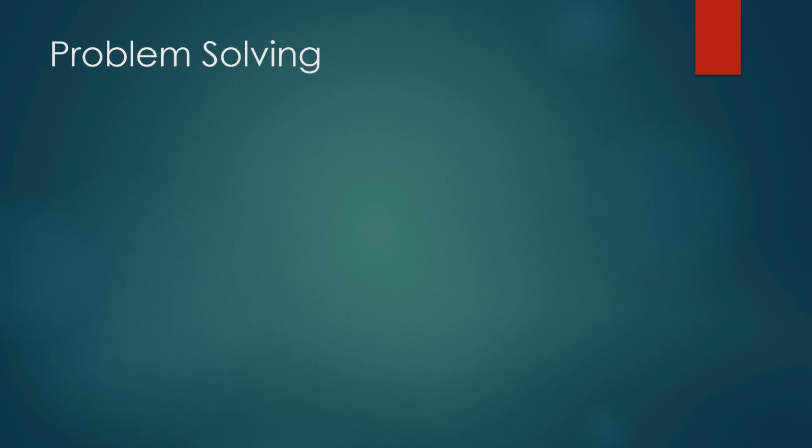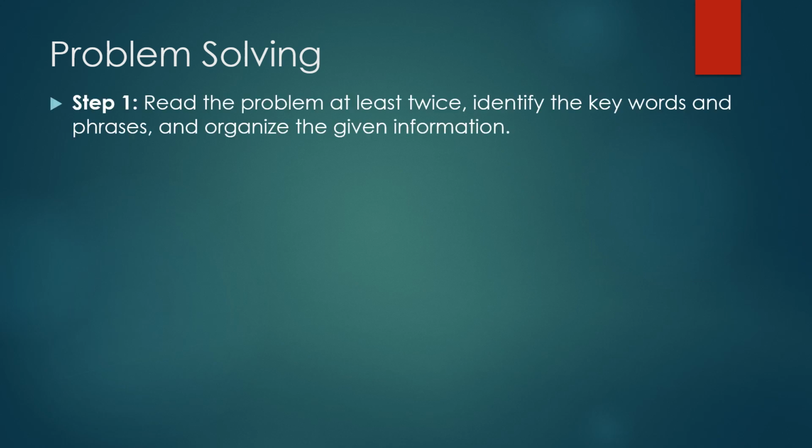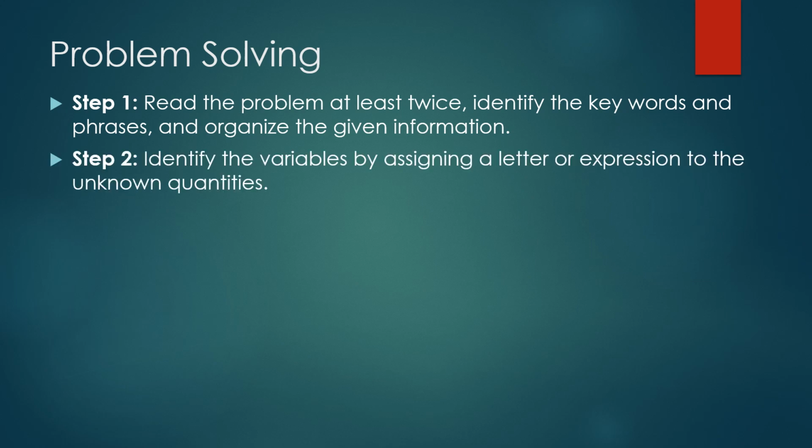The first thing you want to do is read the problem at least twice. Read the problem once to get an overall picture of what's actually being talked about, and then you read it a second time, identifying the key words, phrases, and organizing given information. You want to identify the variables by assigning a letter or expression to those unknown quantities. So in step 1, we identify what we know. We also are looking at what we don't know. And then we're going to let these unknown quantities be given a letter.